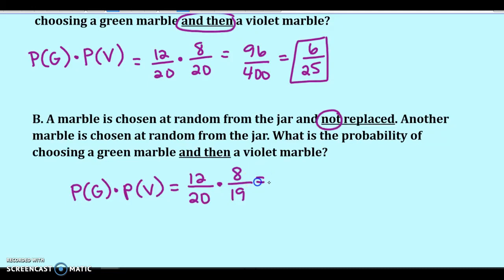So the big difference here is looking at with replacement versus without replacement. If you do not replace the marble, it changes that probability because now my total marbles in the bag is 19. Multiply those out, I get 96 out of 380. If I simplify that, I get 24 out of 95.